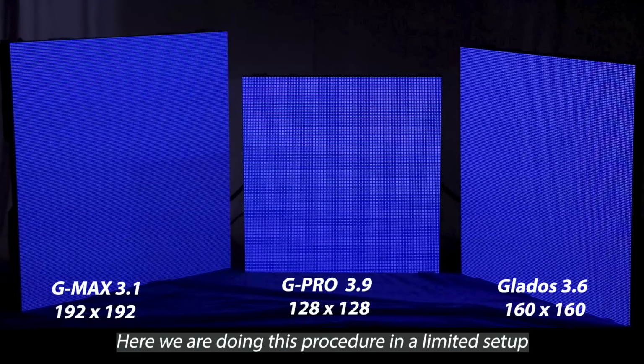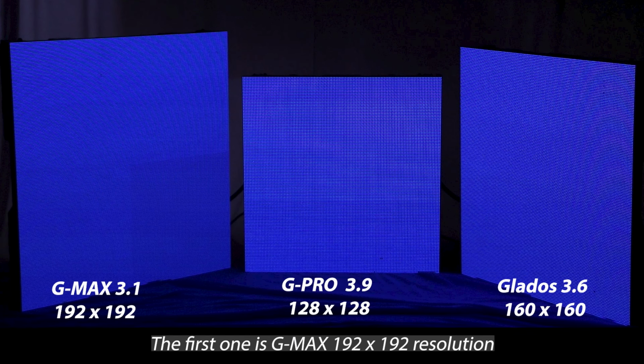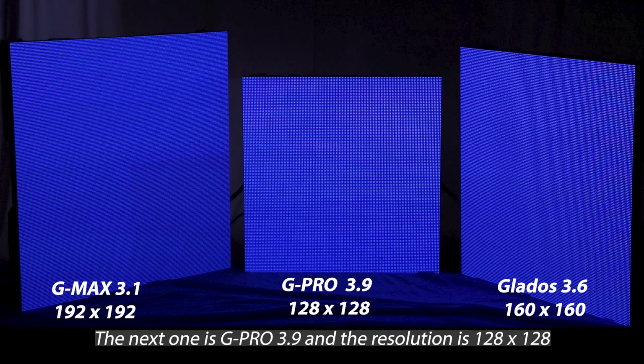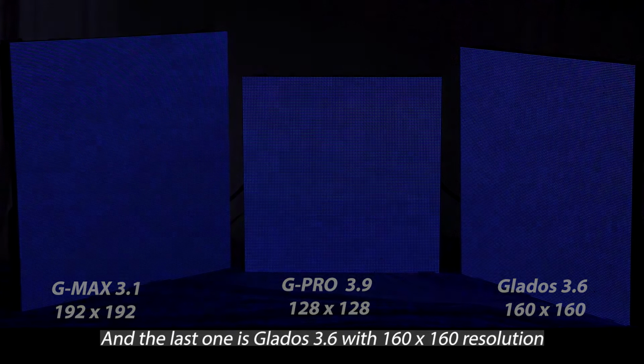Here we are doing this procedure in a limited setup. We are using 3 different cabinets as screens to do the configuration. The first one is G-Max, 192x192 resolution. The next one is G Pro 3.9, and the resolution is 128x128. And the last one is GLaDOS 3.6 with 160x160 resolution.